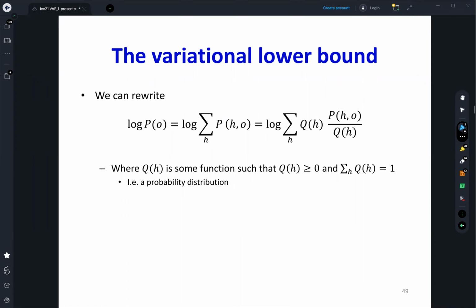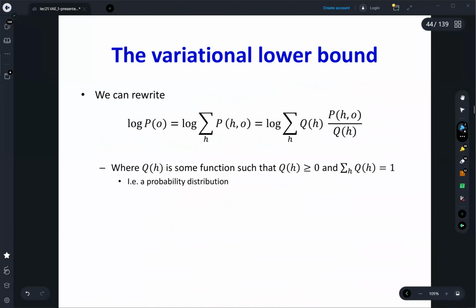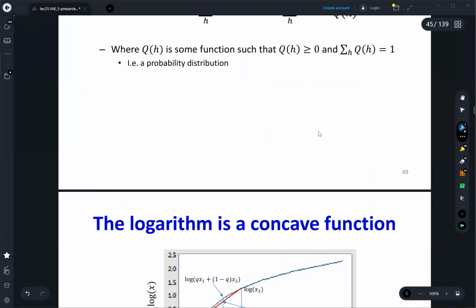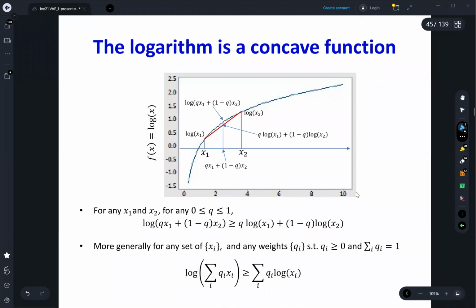And so here's where the trick comes in, right? Observe that we have the log of the summation of Q of H times something, where Q of H itself sums to 1 because we said Q of H is a distribution over H. Now the log is an interesting function. It's a concave function. If I plot log of X versus X, it's going to look like this curve on top. Now take any two values X1 and X2. Any point between X1 and X2 is a convex combination of the two, which is going to be some Q times X1 plus 1 minus Q times X2. So this is going to be a weighted combination of X1 and X2.